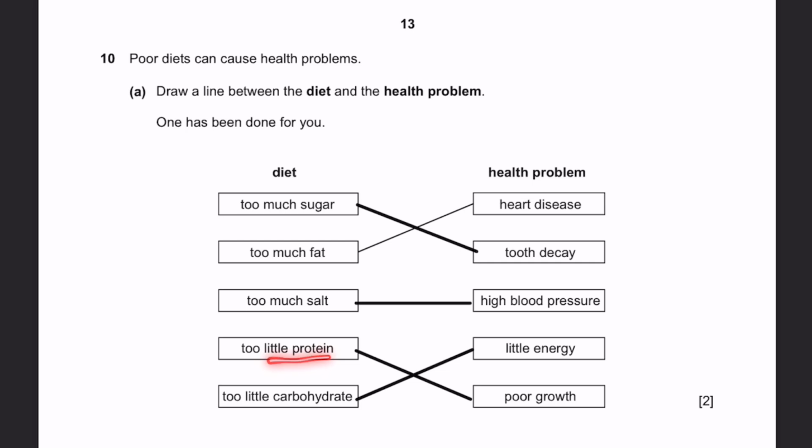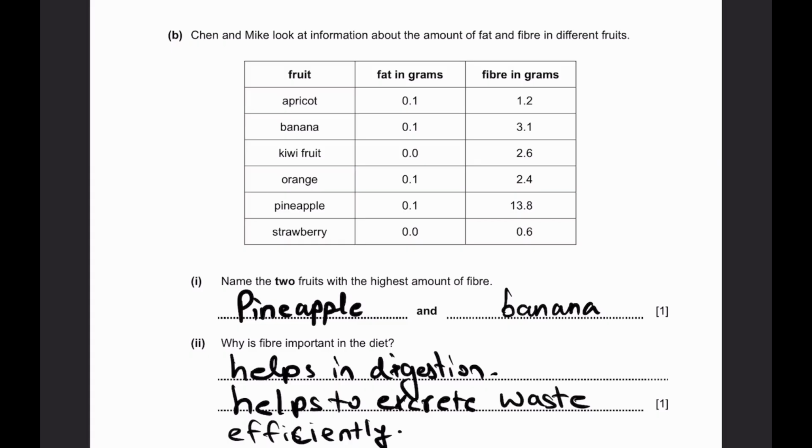Too little protein means that fewer cells will be made and there's poor growth. Too little carbohydrate means little energy, because energy is produced by burning carbohydrates. B. Chen and Mike look at information about the amount of fat and fiber in different fruits. Number 1. Name the 2 fruits with the highest amount of fiber. So the highest is pineapple with 13.8 grams, and second highest is banana with 3.1 grams. That's the answer.